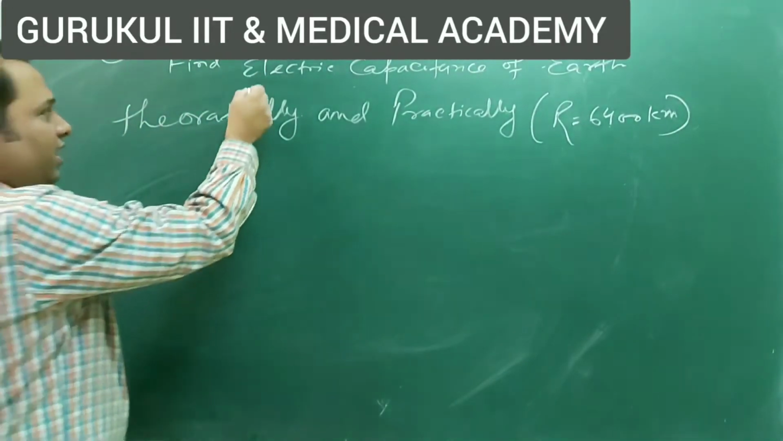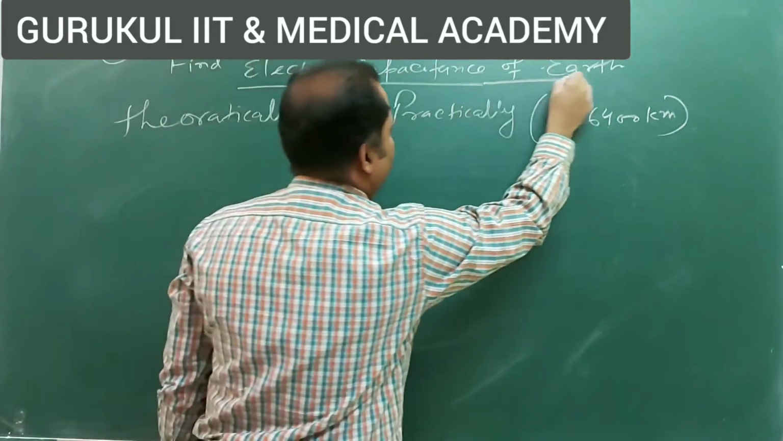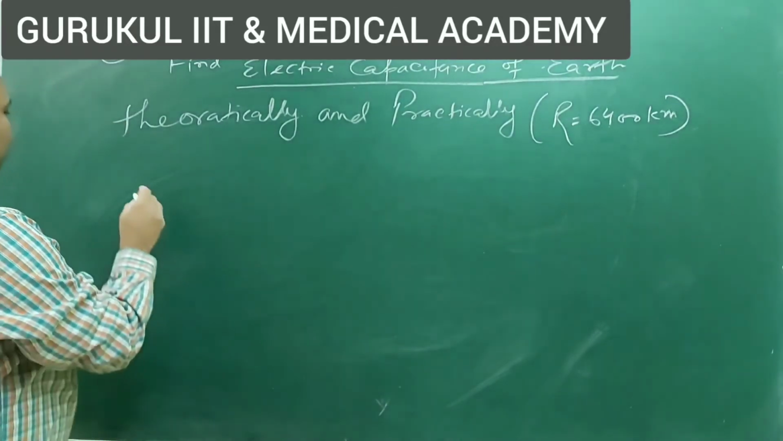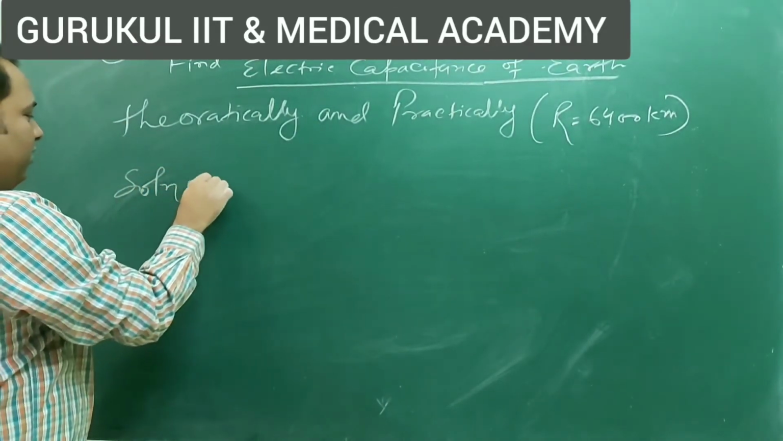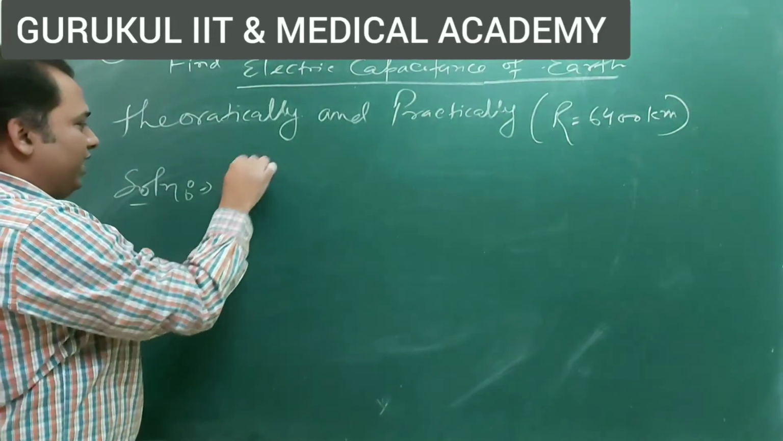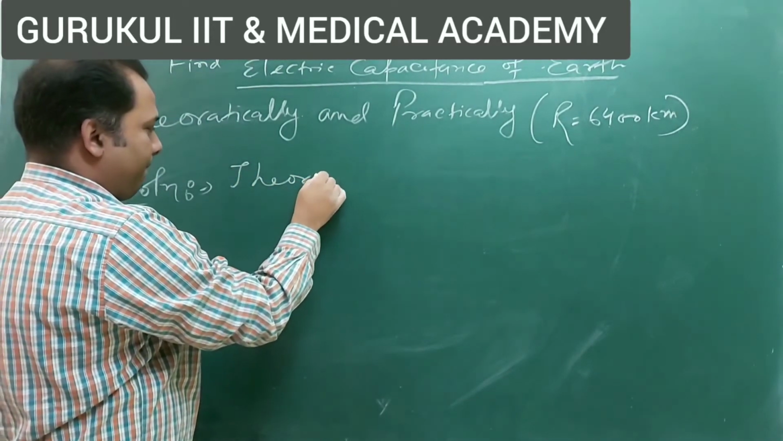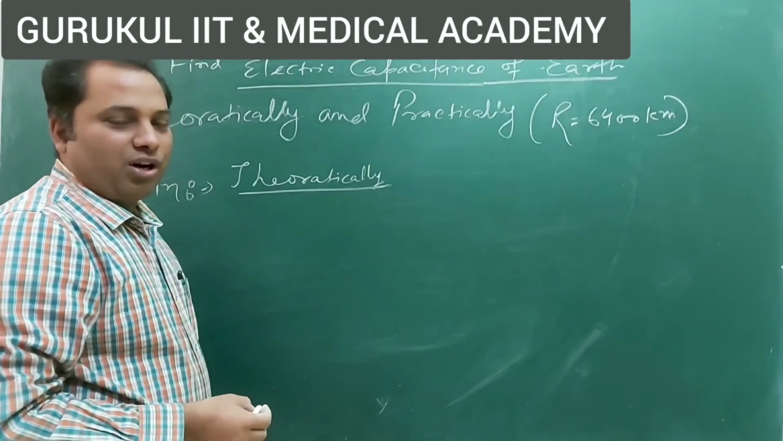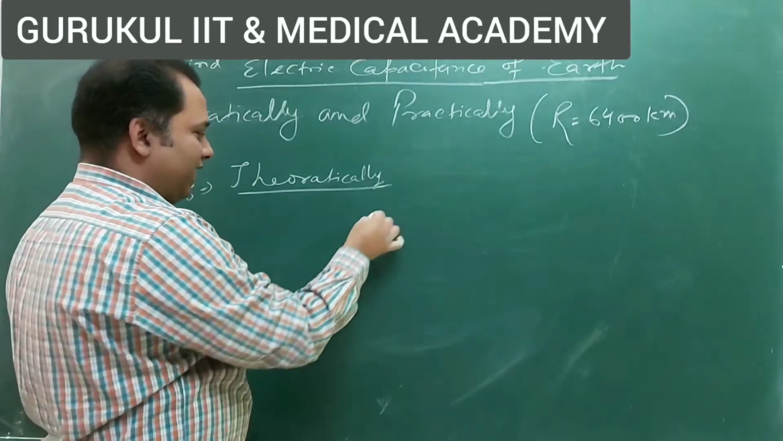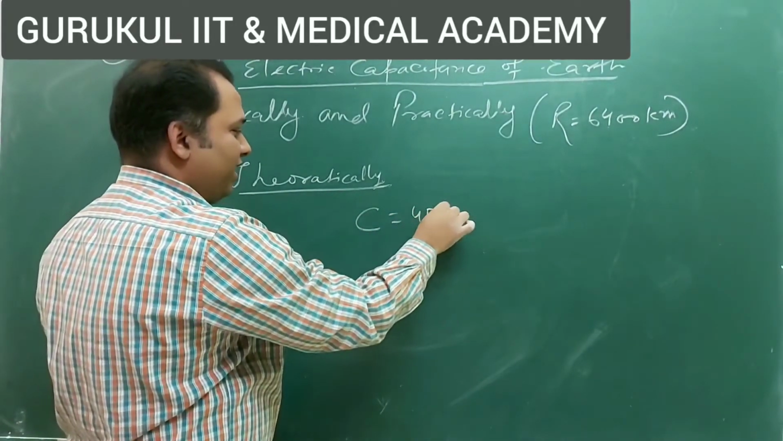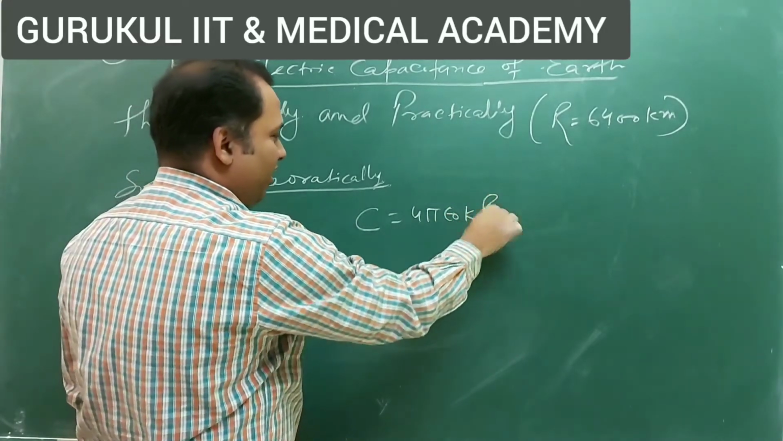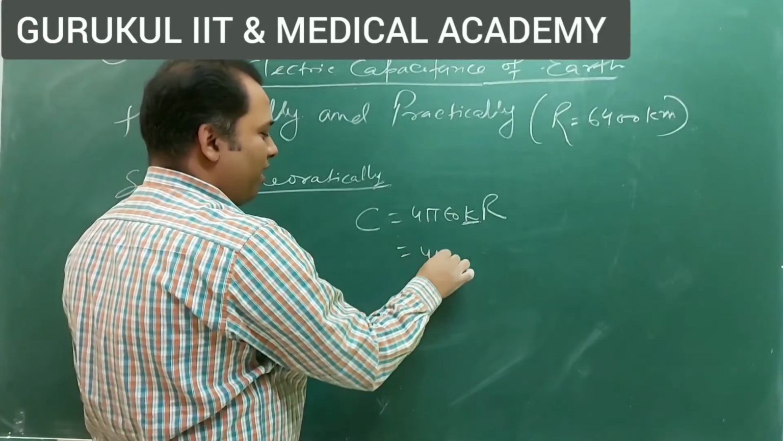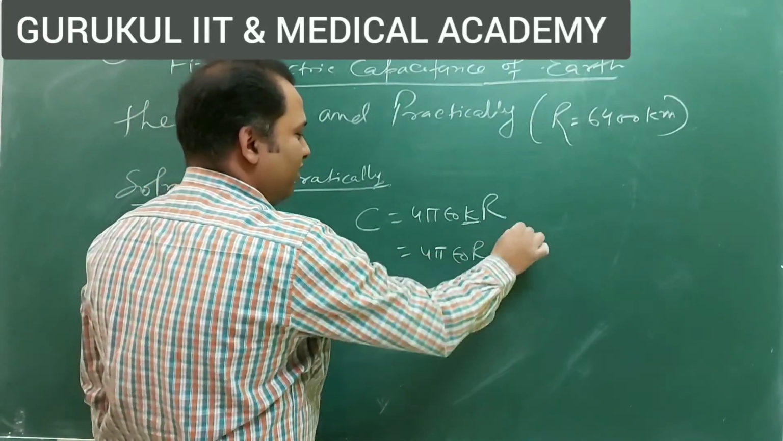What we have to find out? Electric capacitance of Earth. So the shape of Earth is spherical, so we have to apply first theoretical understanding. Okay, theoretically, we have got the formula for a spherical conductor capacitance C equal to 4 pi epsilon naught K R. K will be 1, so it would be 4 pi epsilon naught R.